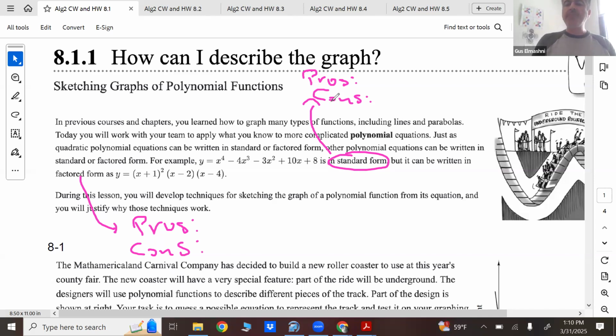I'll ask the question. What's the y-intercept of this equation here? 8. Yeah, so you got it pretty fast, right? One pro is the y-intercept is easy to tell. Can you tell what the x-intercepts are just by looking at it? Probably not. I'd say it's a con.